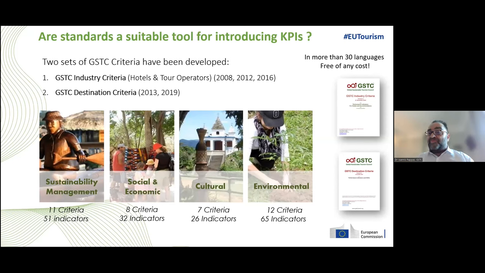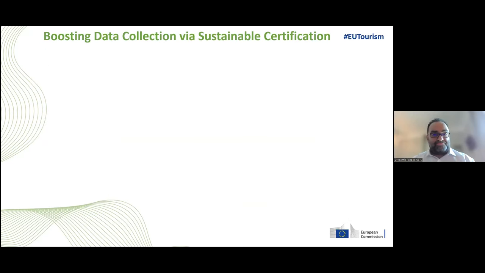However, we have to be very careful because not all the criteria or indicators are really useful in the sense of using them to identify in a qualitative way exactly the number that we're asking for, for example, the evolution of energy per guest night or per square meter. So we have to be very careful about that.